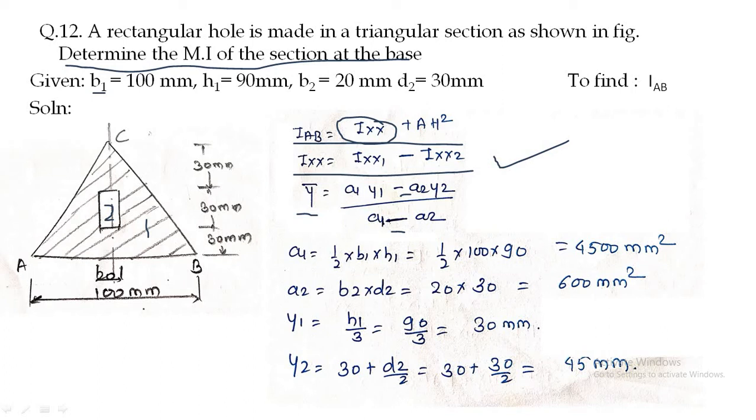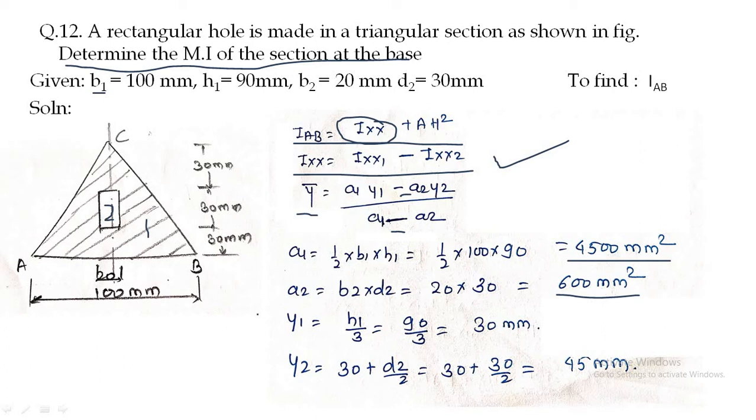So using the values of base and height of this triangle, we will have A1 equal to 4500 mm squared. Similarly, A2 is the area of the rectangle. The area of a rectangle is breadth into depth. Putting those values of breadth and depth of the corresponding rectangle, we will have A2 as 600 mm squared. Okay, then we will move forward.